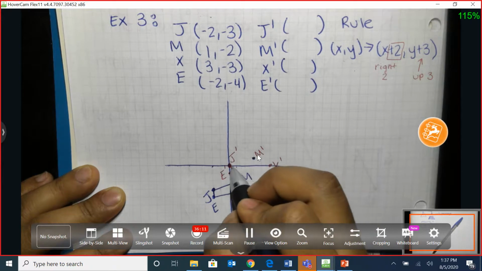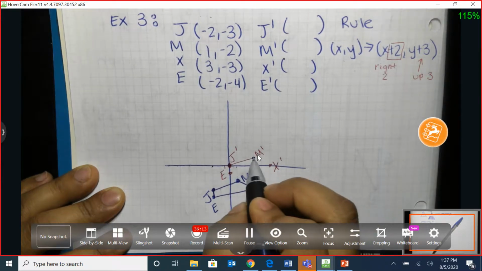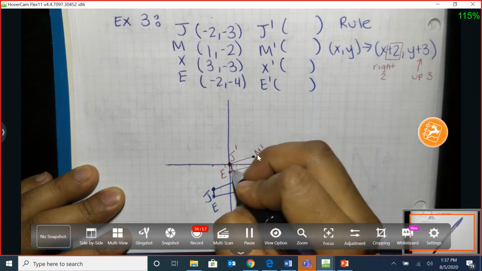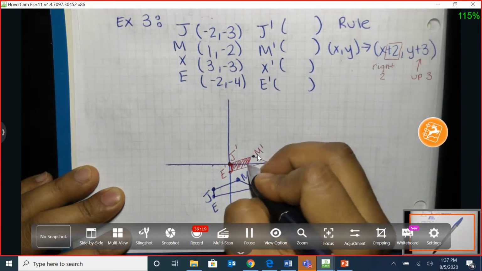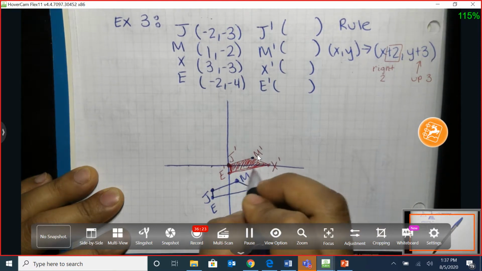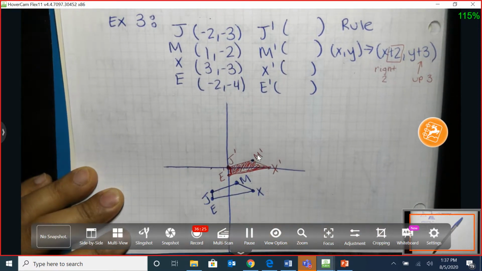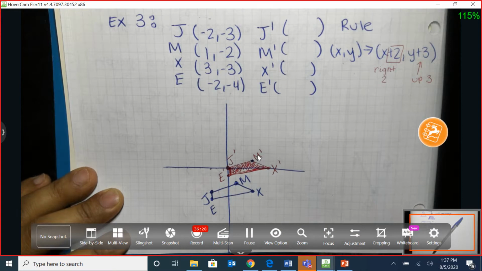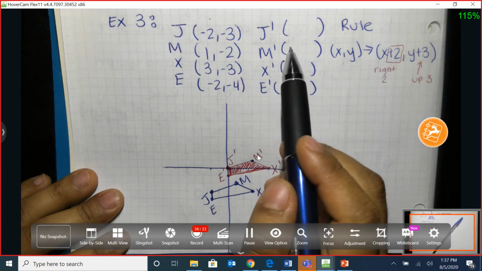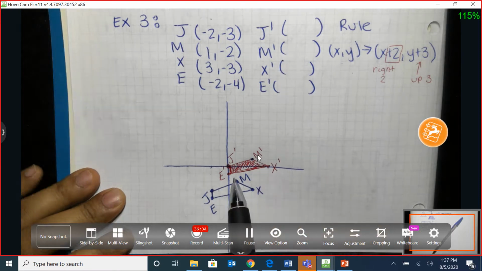So for everybody else that finished this, here is my final product. And again, I'm going to shade it in so that I know. It's just good practice to do this. There's my final product. The last thing, it's already graphed, but I don't have the points. So I'm going to go back to the graph.